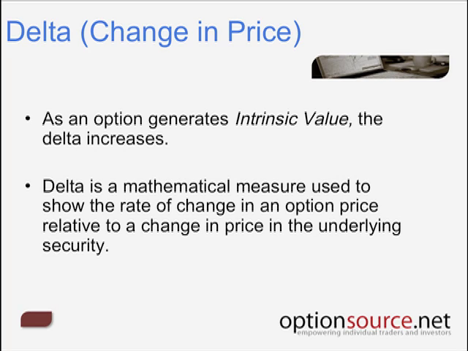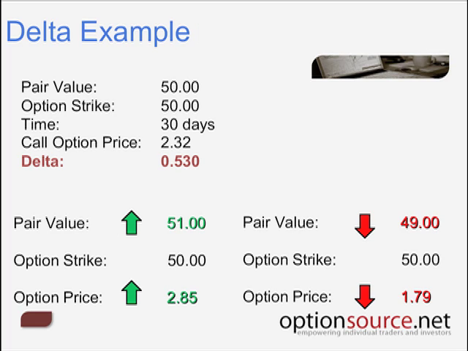So one thing that we have to recognize is that as the option generates an intrinsic value, the delta increases. Now, the delta is the mathematical measure used to show the rate of change in an option price relative to the change in price in the underlying security. So, for example, we'll take a look at an example here.